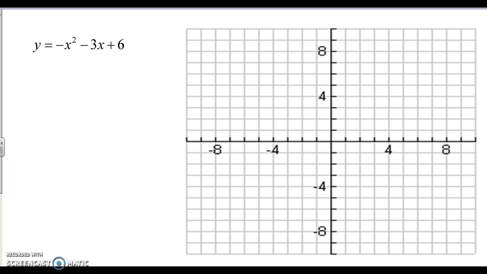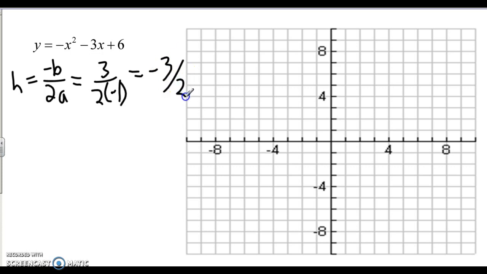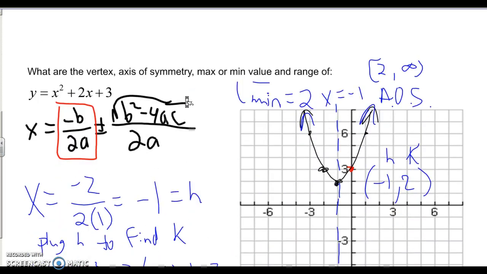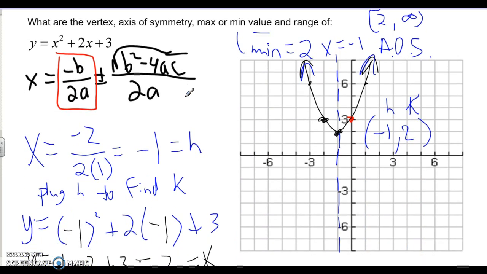So the first step is to apply our formula. h equals the opposite of b over 2a. It's just a formula we're going to use. So the opposite of b would be +3 over 2 times -1. So this would be -3/2. That's your h. To find k, what do we do? We plug in h, right? Yeah, we plug in h to find k.